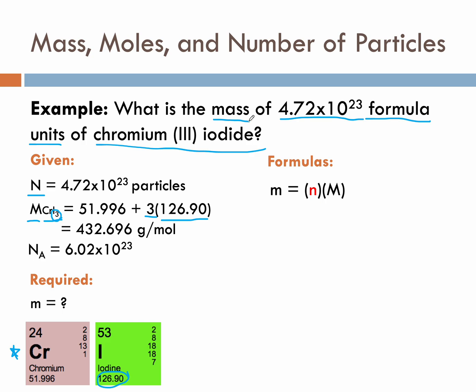Here's the two formulas we've got. We've got mass is moles times molar mass. And we know that moles is the number of particles divided by Avogadro's number. So you can see that clearly this first one is the one I want, right? I want to solve for mass, but I have a problem. I've highlighted it in red here. I don't know the number of moles, so I can't just toss things into this formula right away.